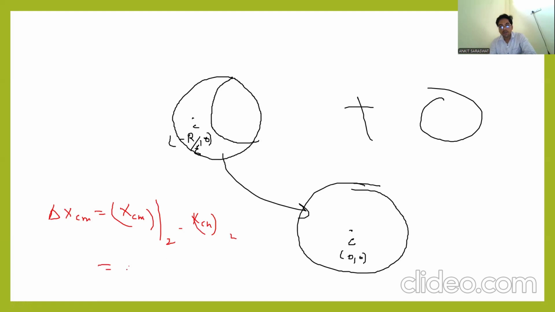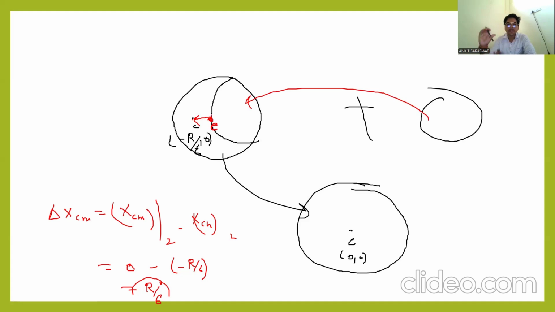Final it is at 0. Initially minus R by 6. So how much shift? R by 6. R by 6 positive means it moves R by 6 to the right. Earlier it was R by 6 back. Now after putting this portion here, the center of mass again reaches here. Meaning it moves R by 6. Plus R by 6 means it moves to the right. Minus R by 6, it moves to the left.